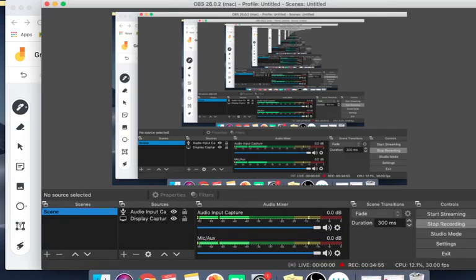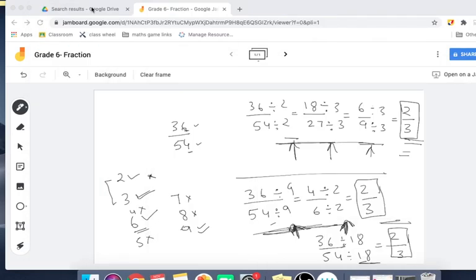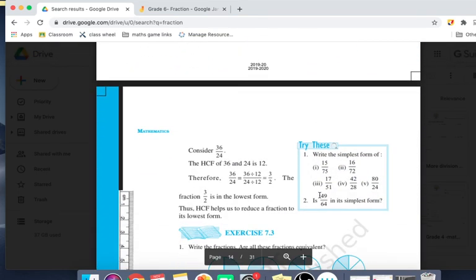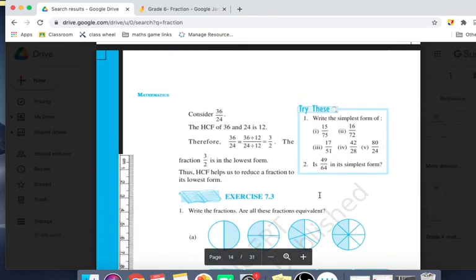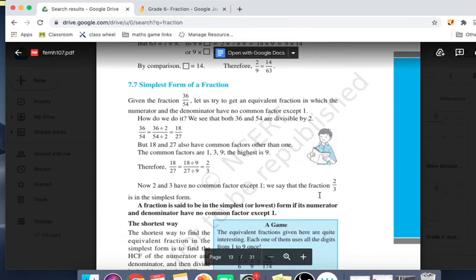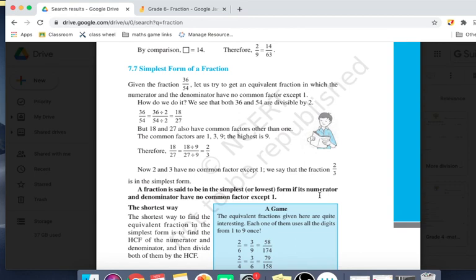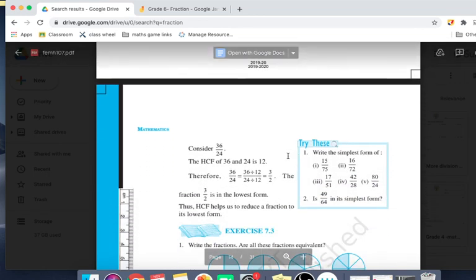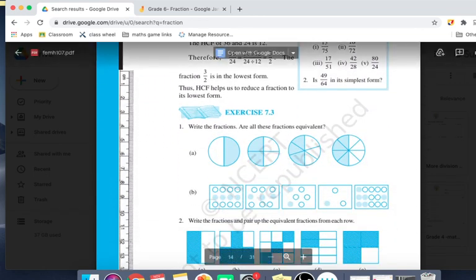Okay, now we will try more questions of this topic, simplest form. Okay, let's start some questions related to this.